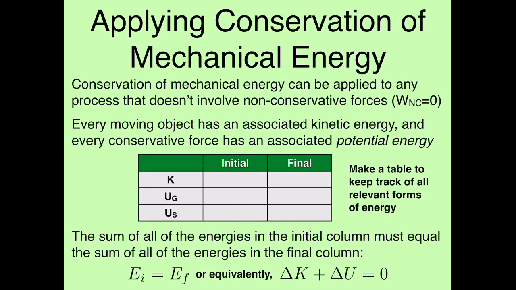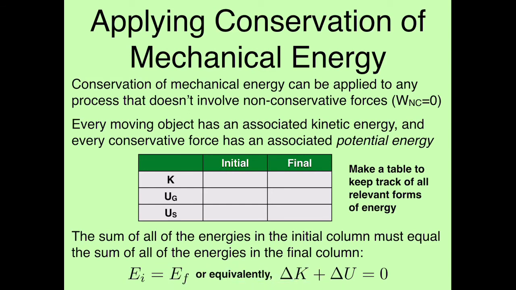So this is how we actually apply the idea to solve problems. Conservation of mechanical energy can only be applied when you have W_NC equal to 0. So that means the process that is being described in the problem doesn't involve things like friction and air resistance doing work on your system, okay? We have to have this be the case if we're going to use conservation of mechanical energy.